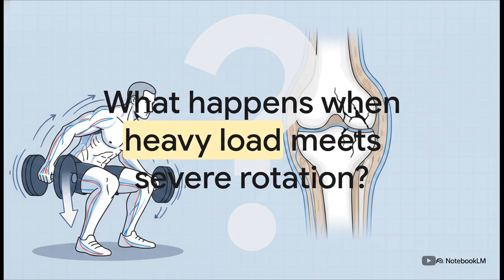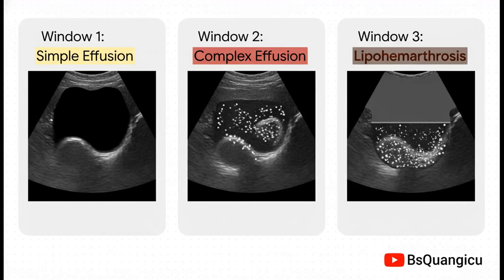On your screen, instead of seeing a nice, smooth, bright hyperechoic triangle, a torn meniscus is going to show irregular edges, or even dark, hypoechoic fissures slicing right through the meniscal cartilage. It's pretty unmistakable once you see it. Let's see how this visual evidence builds up when we're evaluating joint swelling.